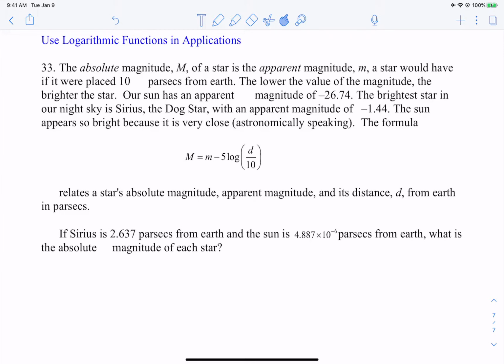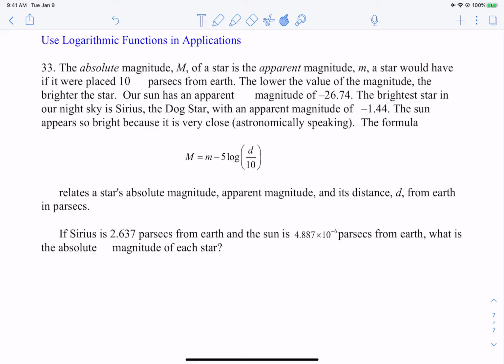It says, the absolute magnitude M of a star is the apparent magnitude little m a star would have if it were placed 10 parsecs from Earth. The lower the value of the magnitude, the brighter the star. Our sun has an apparent magnitude of -26.74. The brightest star in our night sky is Sirius, the dog star, with an apparent magnitude of -1.44. The sun appears so bright because it is very close, astronomically speaking. The formula, M equals m minus 5 log of d over 10, relates the star's absolute magnitude, apparent magnitude, and distance from Earth in parsecs.